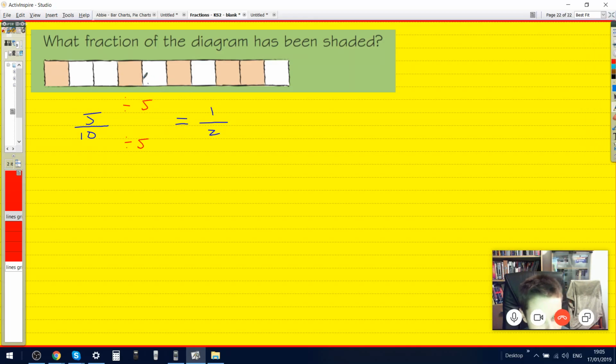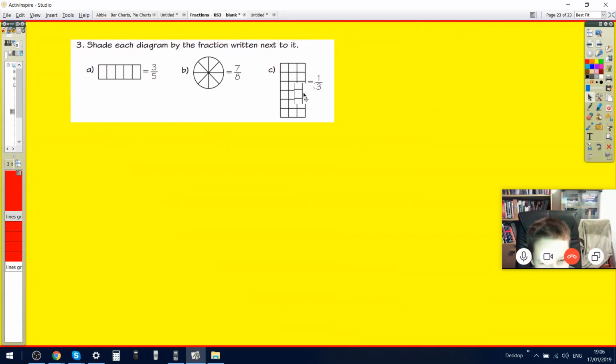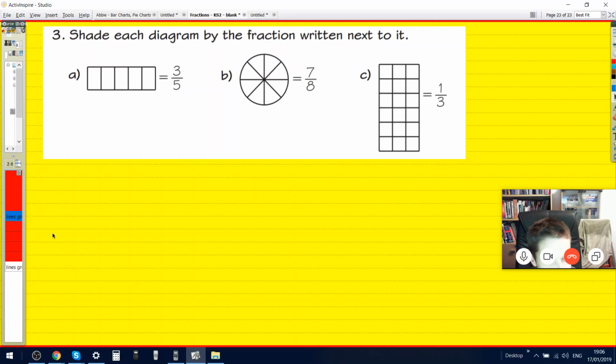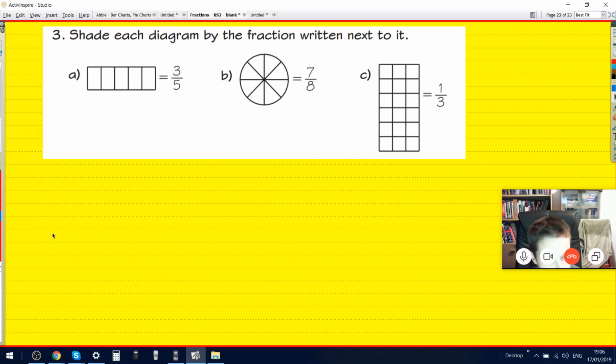And that's because for every one shaded, there's one not shaded. So shaded, not shaded, not shaded, shaded, not shaded, shaded, not shaded, shaded, shaded, not shaded. Fifths. And there's 5 rectangles, and you need to shade in 3 of them. How would you do the last one?